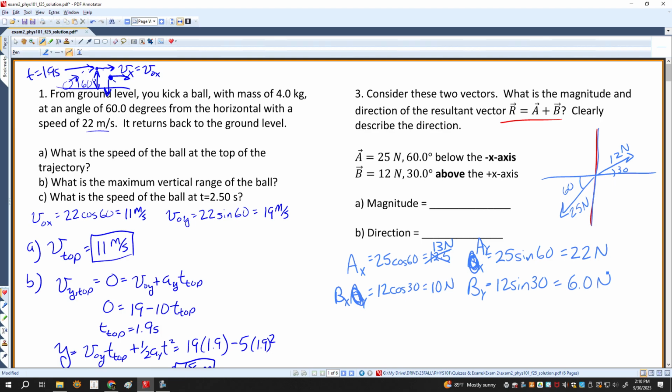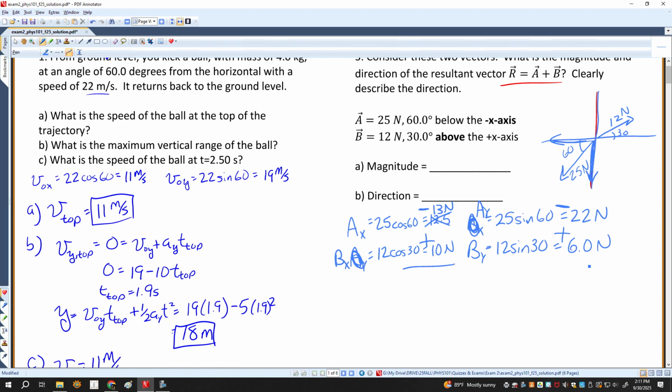Okay, so let's address the signs. For vector A, which is right here, it has a negative x and a negative y. So vector A has a negative x component and a negative y component, because this y component is in that direction and this x component is in that direction. However, the vector B has a positive x component and a positive y component. Right, so those are my x and y components.